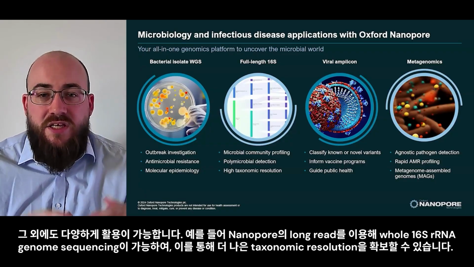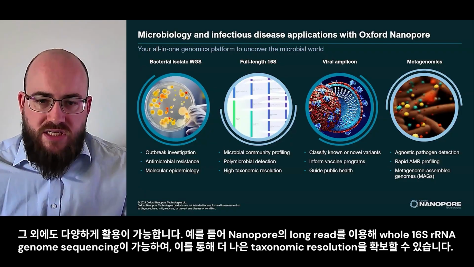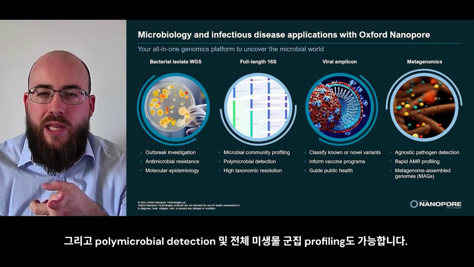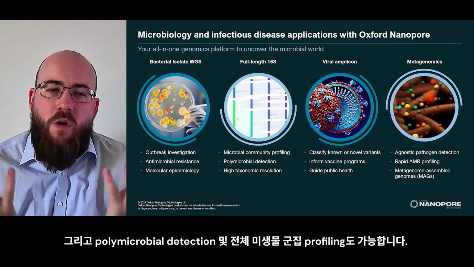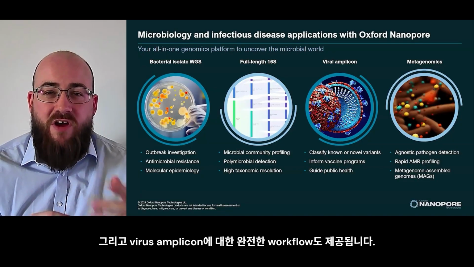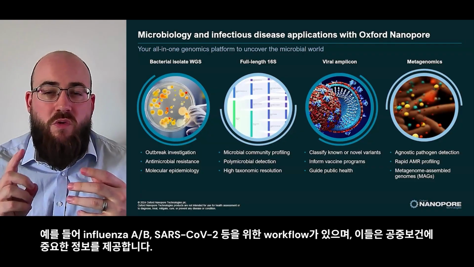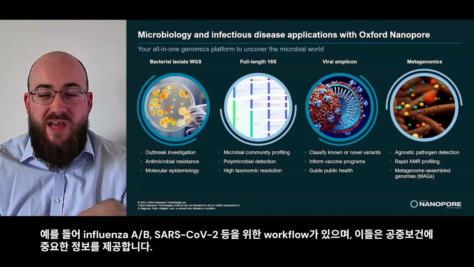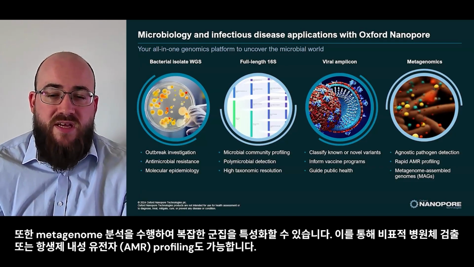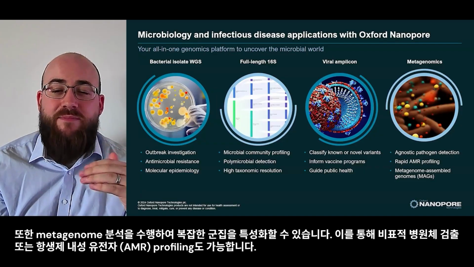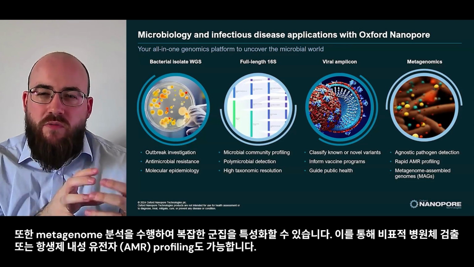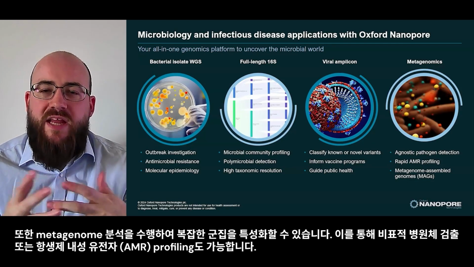Full-length 16S. Using long nanopore reads, we can get the entire 16S gene. We can get, then, better taxonomic resolution, and we could be looking at polymicrobial detection. We can do whole microbial community profiling. We've also got some great end-to-end options out there for viral amplicons. We offer workflows for influenza A and B, SARS-CoV-2, and these can provide some really critical public health information. Also, we could be doing metagenomics. Long nanopore reads can generate metagenomic assemblies to characterize complex communities. We can do agnostic pathogen detection if we don't know what we're looking for. And we can do rapid AMR profiling as well.